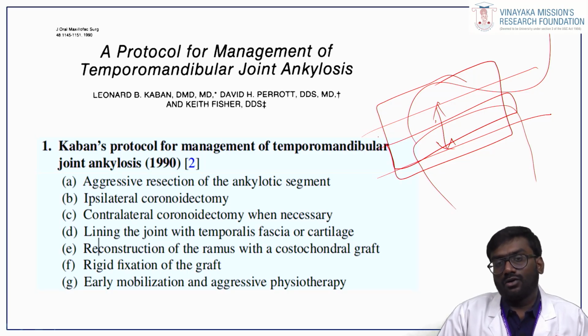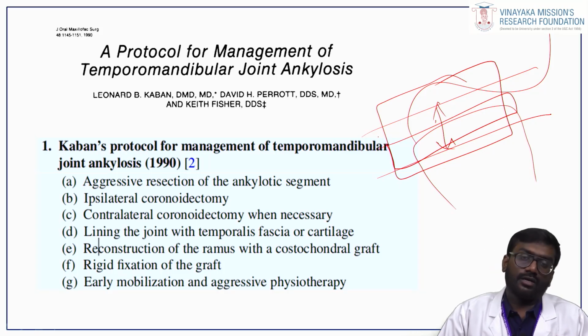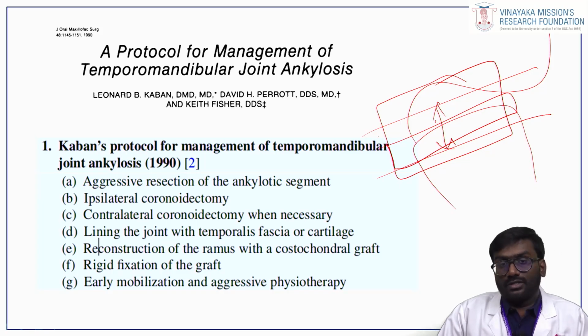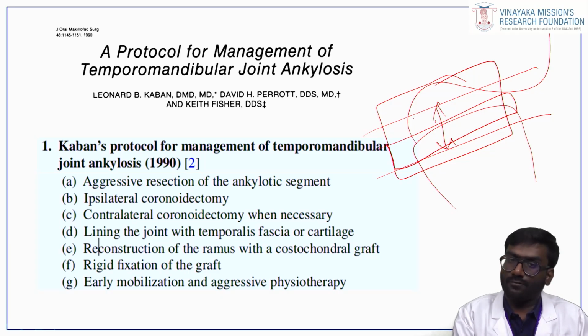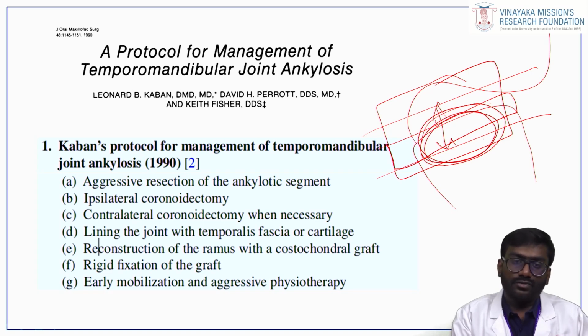Usually the nearby autogenous barrier material available is the temporalis fascia or some other cartilage. In the subsequent slide, I will also be talking about interpositional arthroplasty. And if the ankylosis is happening in a younger child, to accommodate for growth, the condyle which has the growth potential, we have removed it. So this has to be replaced by a suitable material which will contribute to the joint. That is reconstruction of the ramus with something called a costochondral graft. You take a costochondral graft from the ribs of the patient and attach it to this area.